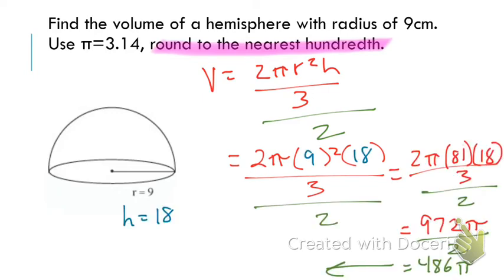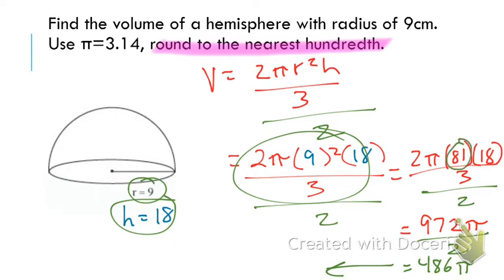Alright, so here's what I got. The radius is 9, so that means the height, we must double that. We're going to get 18. And then I plugged it into the formula. 9 squared is 81. And using a calculator, all of that in that green circle equaled 972.